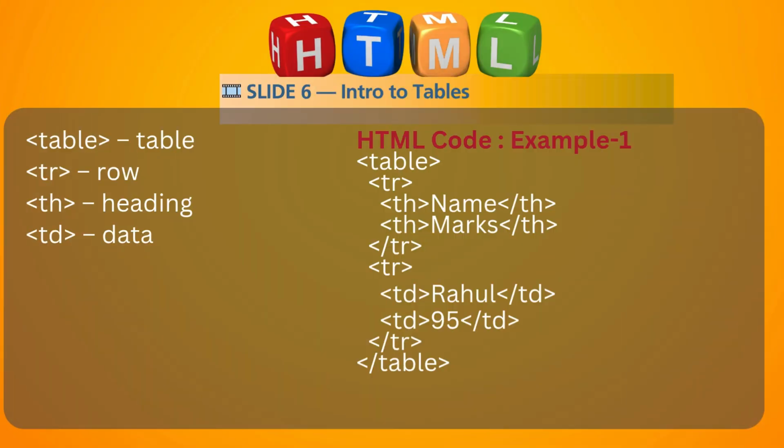Intro to tables. You can display tabular data. Tables help you display data in rows and columns. tr creates a row. th creates a heading cell, and td is for normal data cells. You can see the example here. Name and marks. You can see Rahul 95. The table title is name and marks, and the single row is Rahul 95. That is the row data.